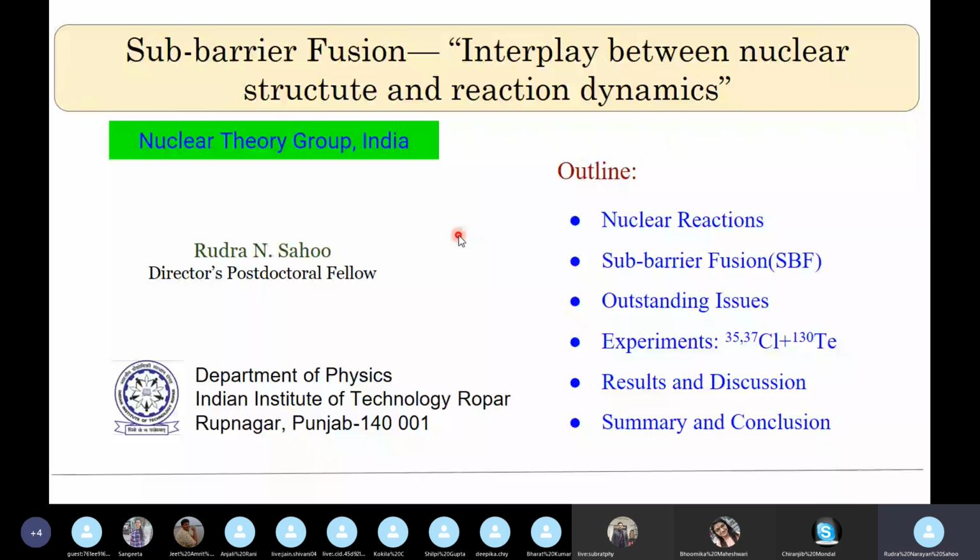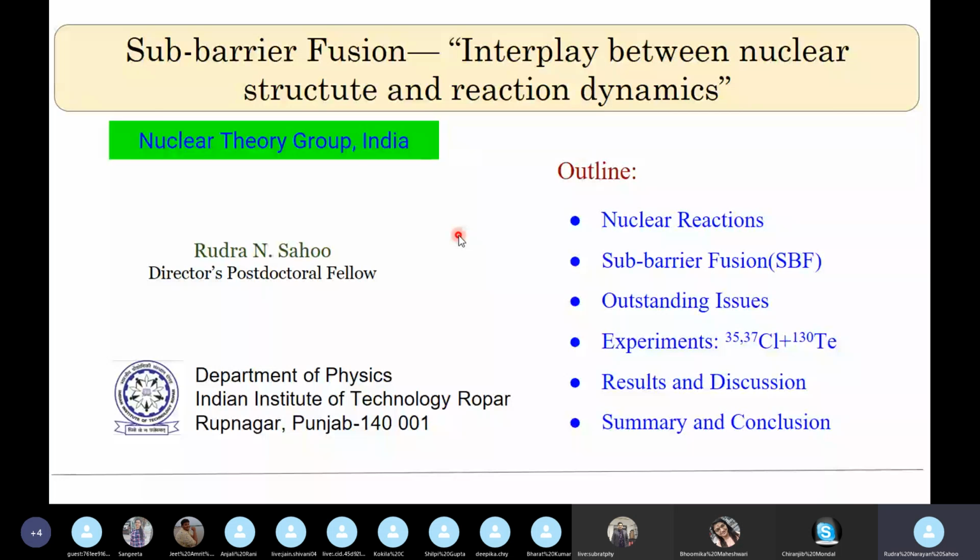I am very much thankful to the organizing committee, Nuclear Theory Group, and I also give thanks to Dr. Chirajim Mondal for his kind words in introduction. And now I am starting my presentation. The title of my talk is Subbarrier Fusion, that is interplay between the nuclear structure and the reaction dynamics.